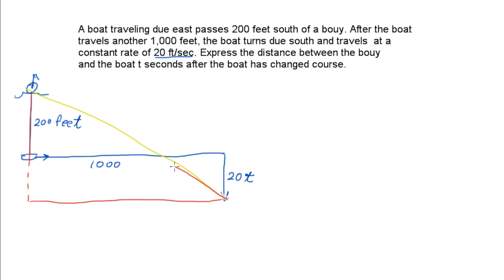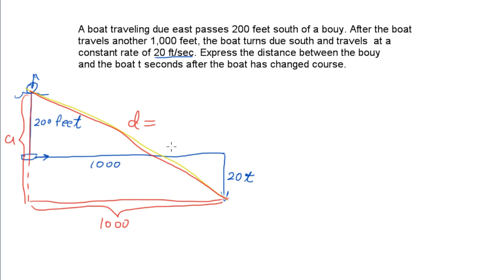Let's put another color that you can see a little bit better. And this is the distance that you need to know. Well, the distance equals this 200 feet, this leg. I'll label that A. That's 200 plus the 20t. And this distance is always going to be the same. That's 1,000. Okay, well, distance equals the square root of, I'll label this B here, A squared plus B squared. That's a distance formula between 2 points. So it's the square root of A squared plus B squared.